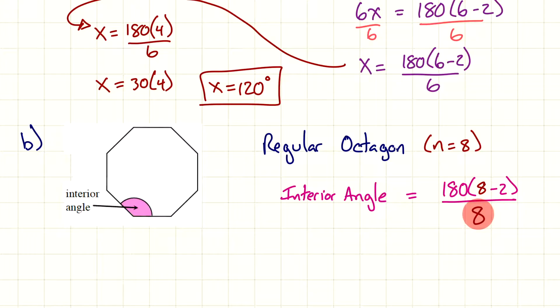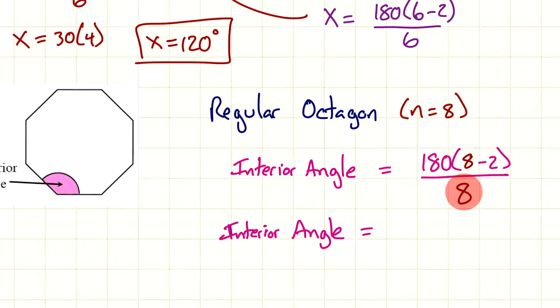So let's simplify that. Let me use, all right, so interior angle, or you could tell me what this equals. Reduce that, see if you could do those calculations and tell me what that equals. All right. And so hopefully you got 135 degrees. Okay, and that would be our answer.